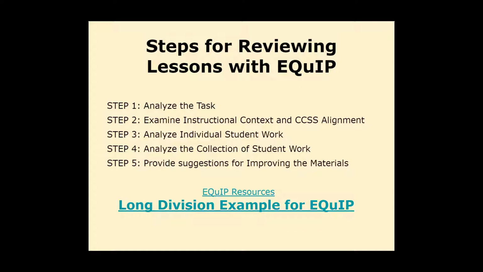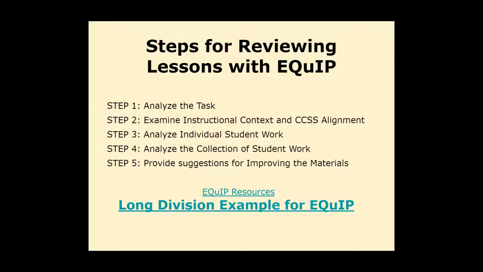By using these discrete steps, it will enable you to articulate the relationship between the student work, the quality and alignment of tasks, and the instruction. I'm just going to list these and then we're going to break it down even smaller. First step is analyzing the task. The second step is examining instructional context and Common Core state standards alignment. The third is analyzing individual student work. The fourth is analyzing the collection of student work. And the fifth is providing suggestions for improving the material.